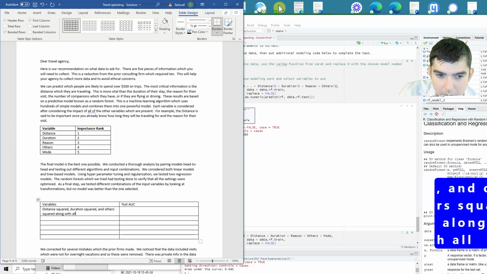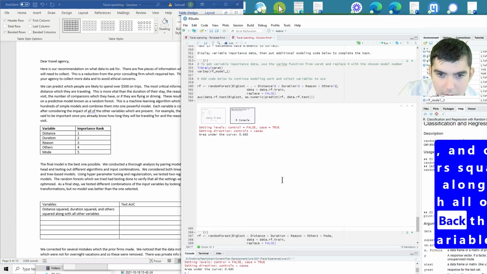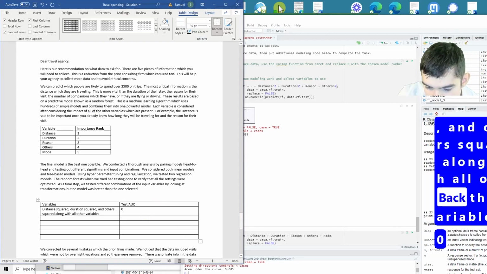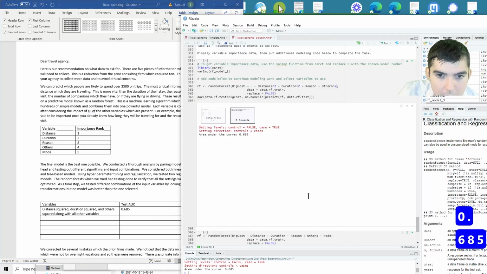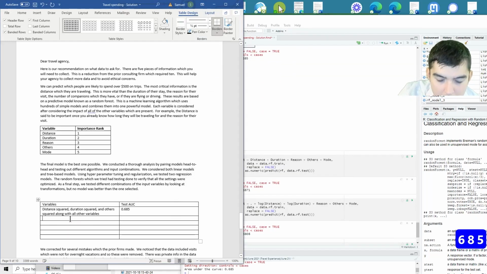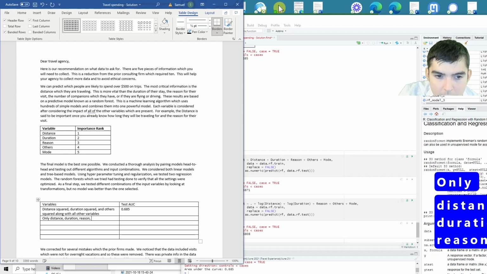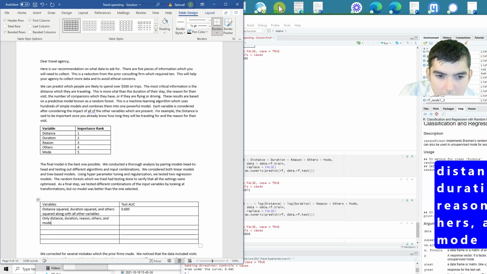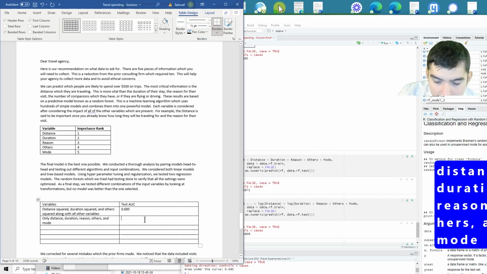Along with all other variables in the AUCs, 0.685. And then this one only, $6,871.